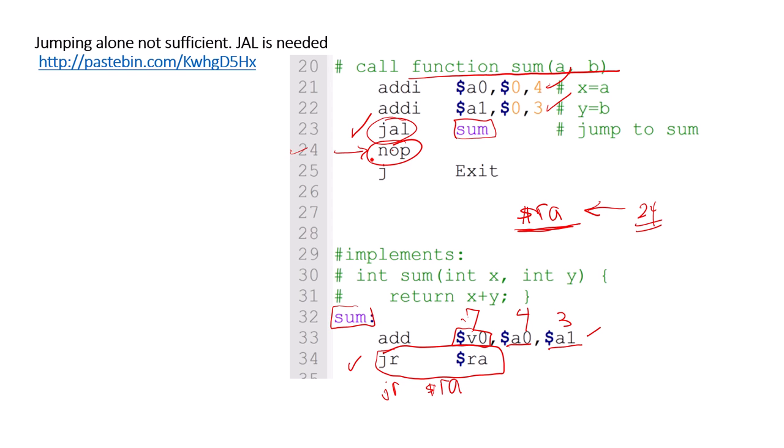You jump and link, and it takes you to some place based on the label. Not only does it jump there, but it also populates RA with the address to which you wish to return.